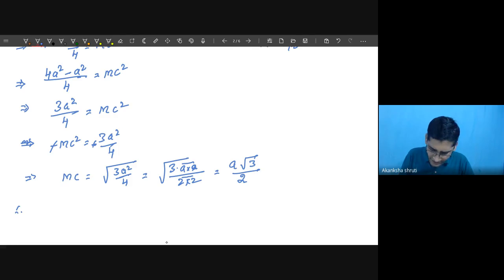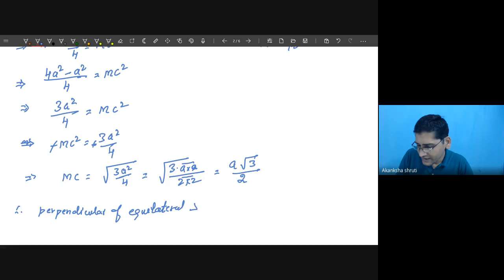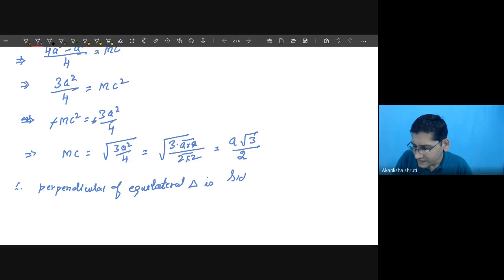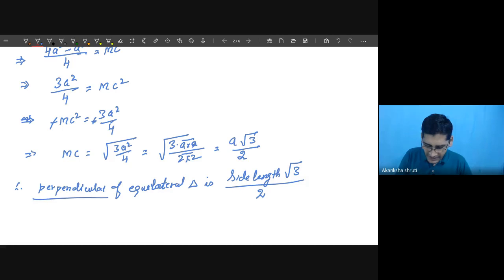So therefore, the perpendicular of an equilateral triangle is how much? Their side length, A is the side length, has to be multiplied by root 3, and this has to be divided by 2. Okay, so this length of the perpendicular in an equilateral triangle, this is the formula. So this you have to keep in mind.